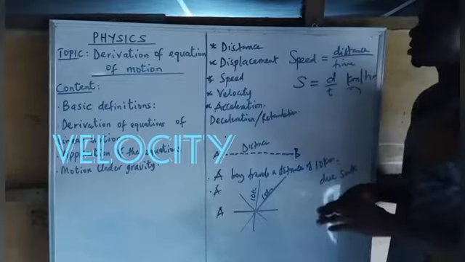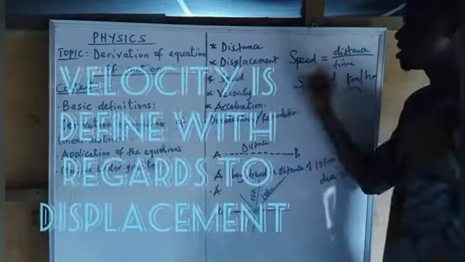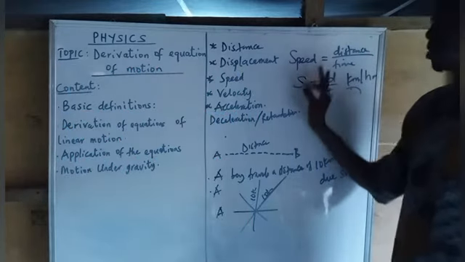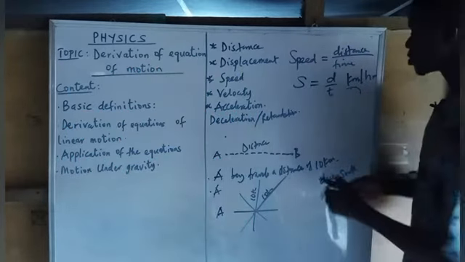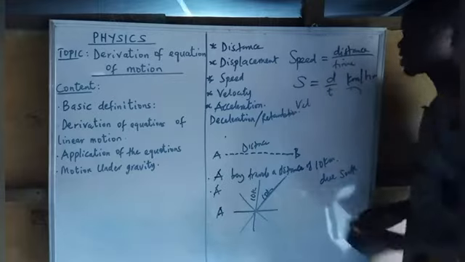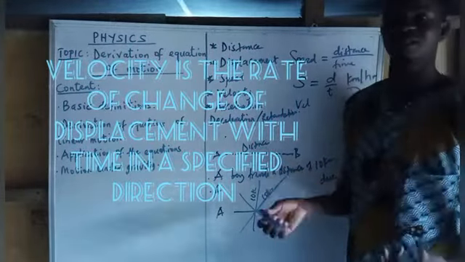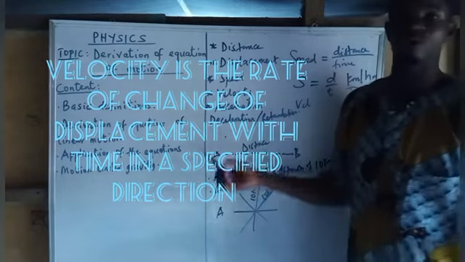That takes us to velocity. We define velocity with regards to displacement, and we define speed with respect to distance. So based on the definition of displacement, we go to velocity. We define velocity as the rate of change of displacement. If somebody gives us that velocity is the rate of change of displacement, that is okay.